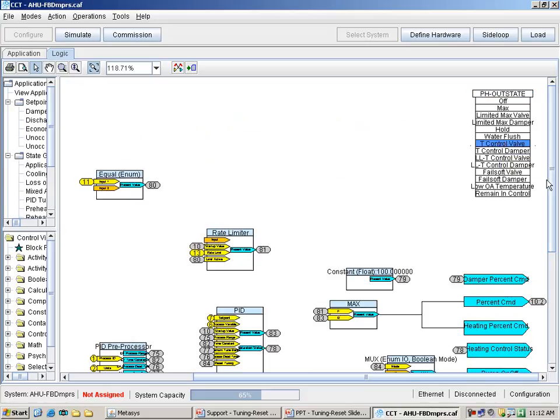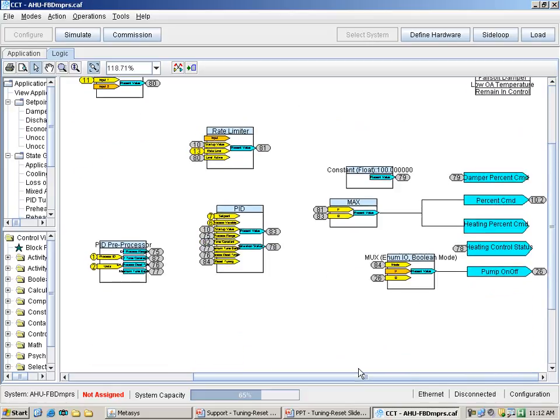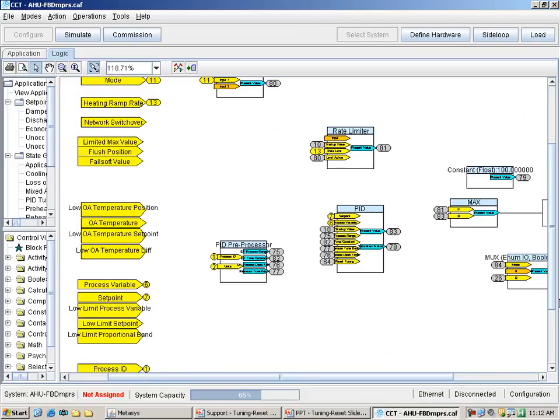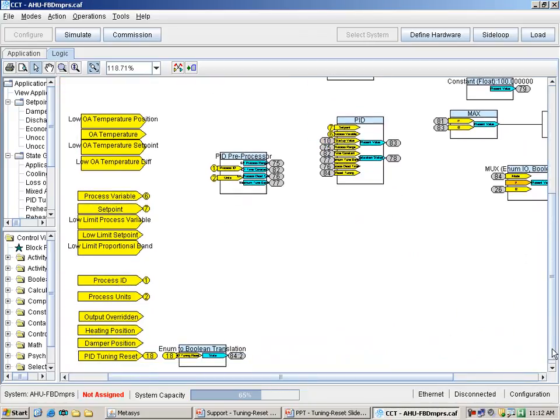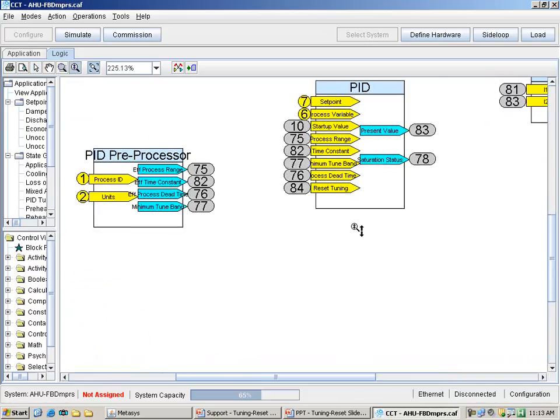So we'll just take a look at one of them. Here's the temperature control valve. And if I scroll down, let's see a little bit more. Here's the PID tuning reset connection going into the enum to boolean, which is exactly the same as it was before. It's either normal or not normal. And in this case, we're going to be connecting to the PID block. And there's the reset tuning connector for the PID. So when that goes true, we will be tuning this PID block.